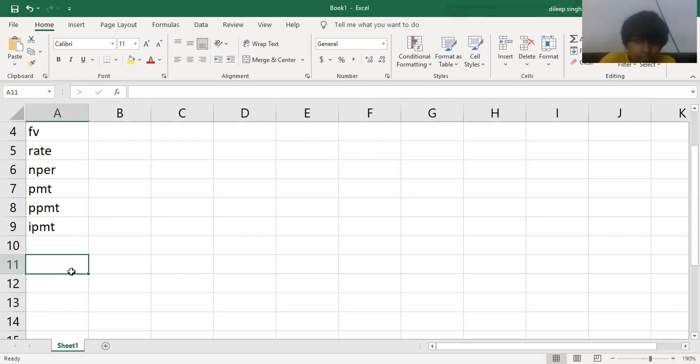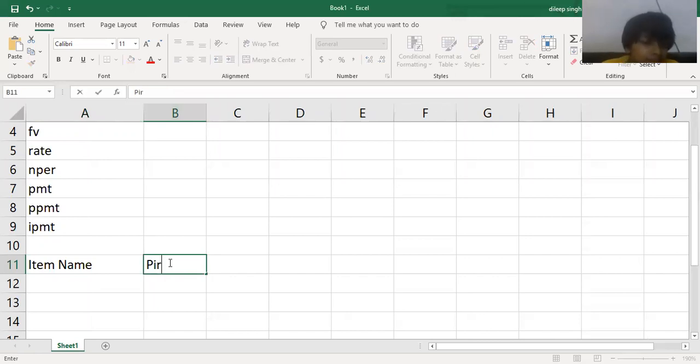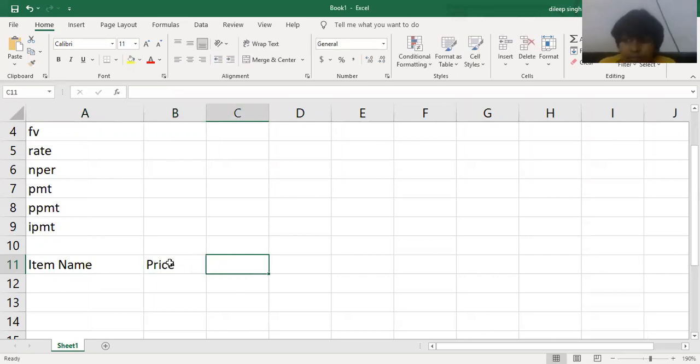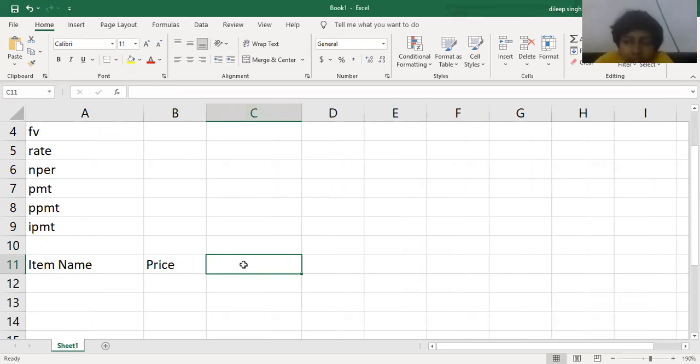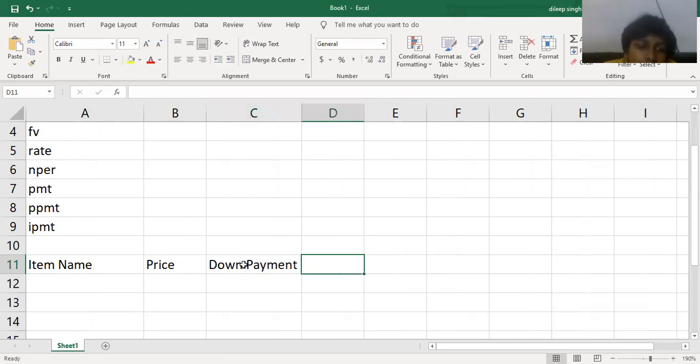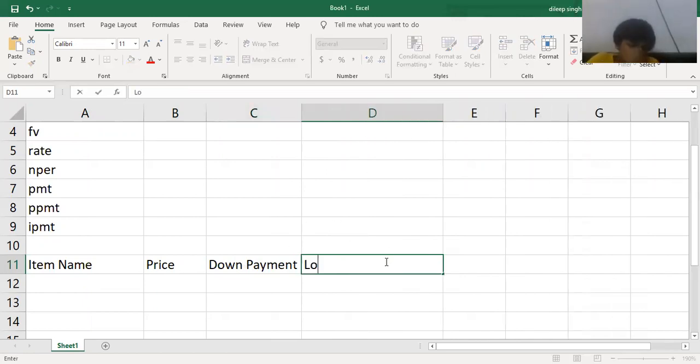For example, if we talk about any item, that is the item name, and we have a price for that particular item. And we pay some down payment amount when we purchase any goods or items on installment. So here's the down payment. And what will be the loaning amount? Here we just type the loaning amount.